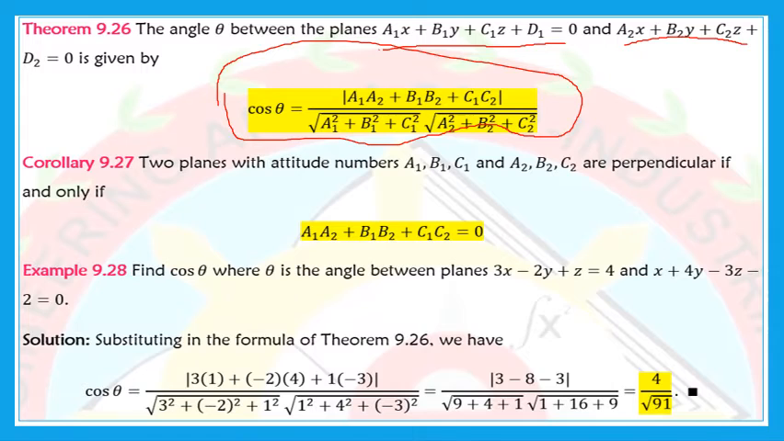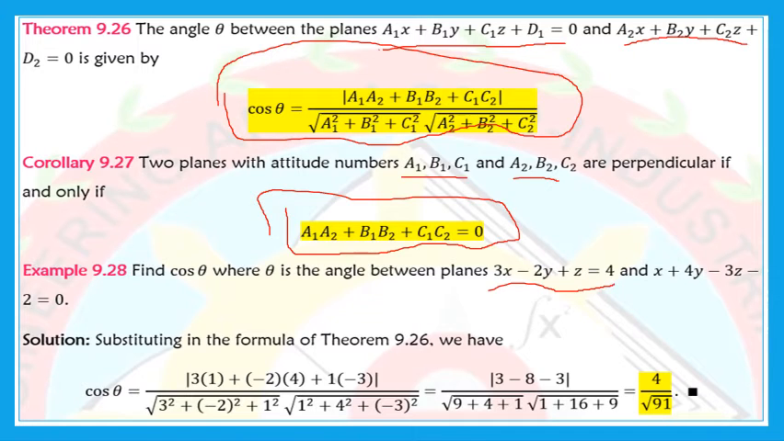So, in the following corollary, two planes with attitude numbers, okay, ating mga attitude numbers natin, are perpendicular if and only if, okay, perpendicular siya if A sub 1 A sub 2 plus B sub 1 B sub 2 plus C sub 1 C sub 2 equals to 0. For example, find the cosine theta, where theta is the angle between the planes 3x minus 2y plus z equals 4, and x plus 4y minus 3z minus 2 equals 0.